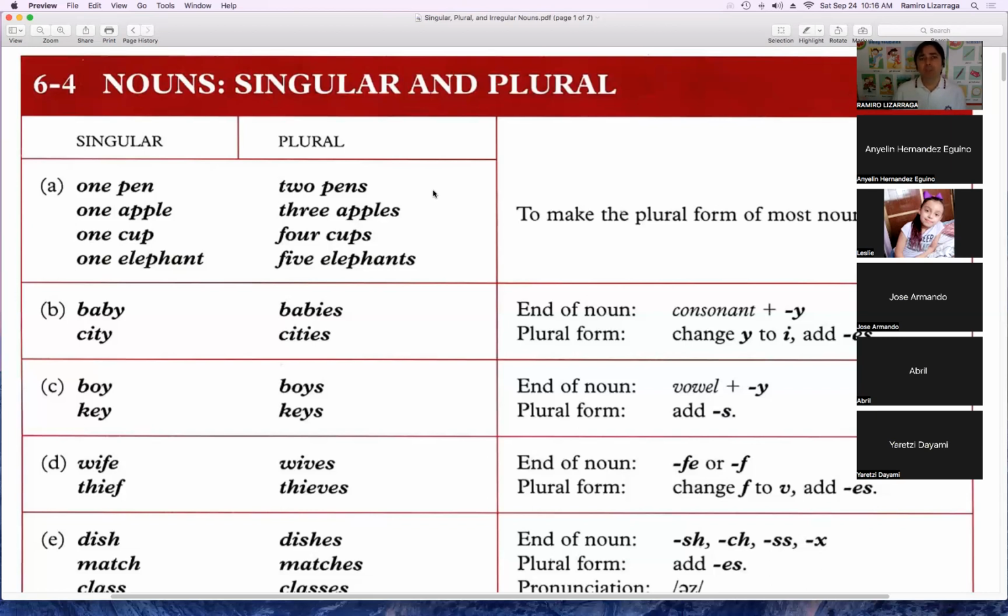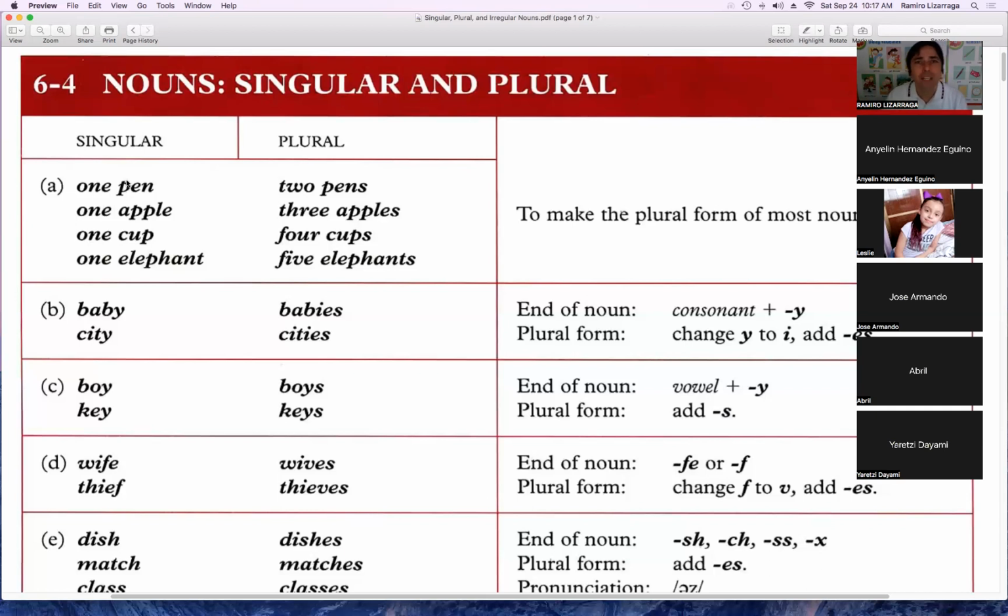But what is the difference between singular and plural? When we talk about singular, guys, we mean we're talking about one object or one person, okay? One country or two countries, okay? So that is the difference. Plural means that we're going to be talking about two or more objects or two or more people. So that is the difference between singular and plural.